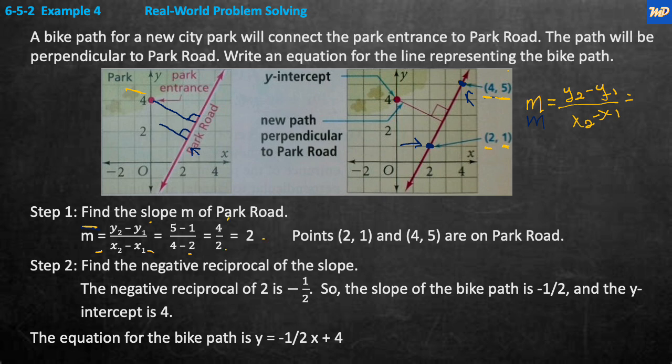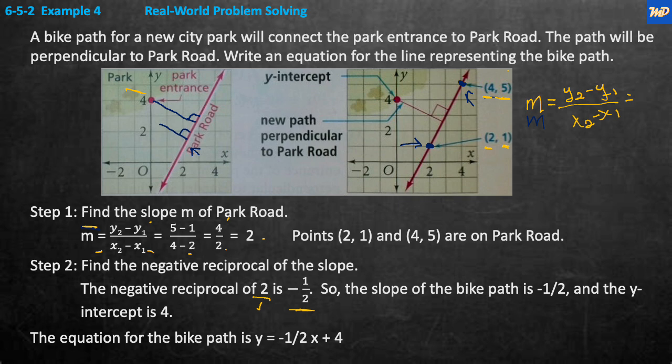So points 2, 1 and 4, 5 are on the road. They show you they're on the road, and we're going to draw a line now perpendicular to that. Well, what is that? The negative reciprocal of 2 is negative 1/2. We flipped the 2, which is 2 divided by 1, over and made it 1/2 and took the negative of it. And the slope of the bike path is negative 1/2.